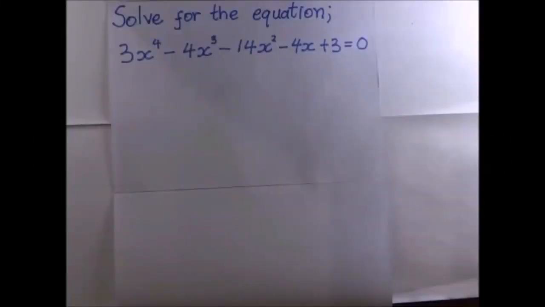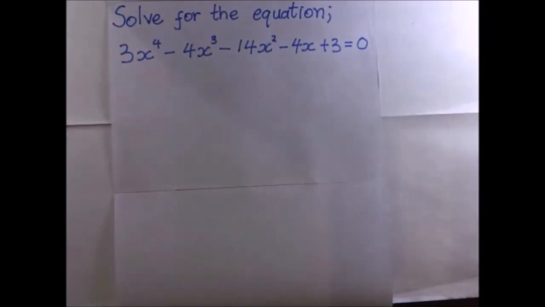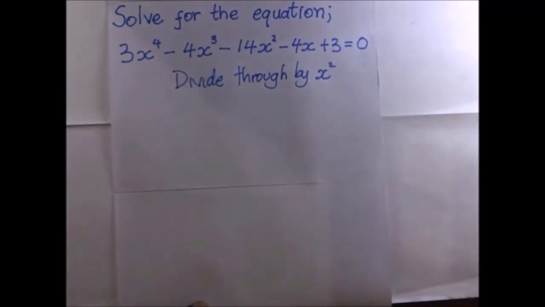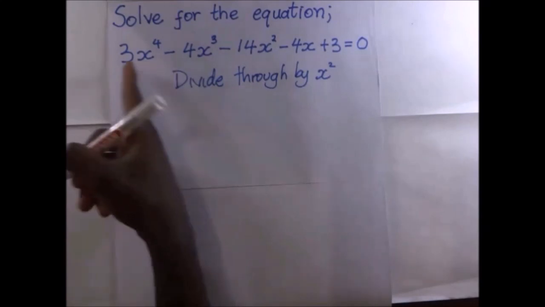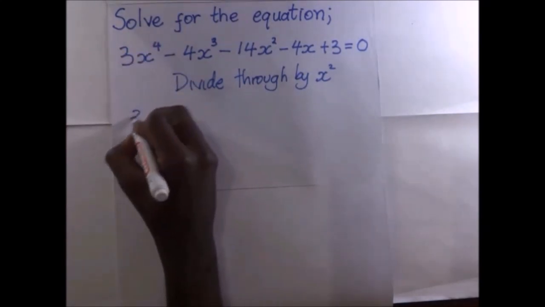We have here yet another equation that has got symmetrical coefficients. Just like we did in our previous video, we are going to divide through by x squared. We divide through by x squared and we get a new expression. When you divide through by x squared, 3x to the power of 4 divided by x squared is going to give us 3x squared.